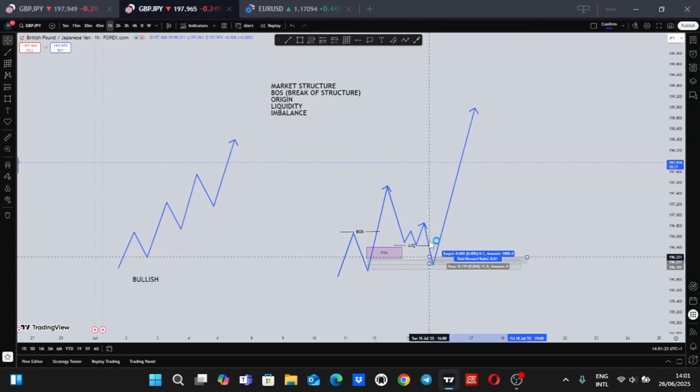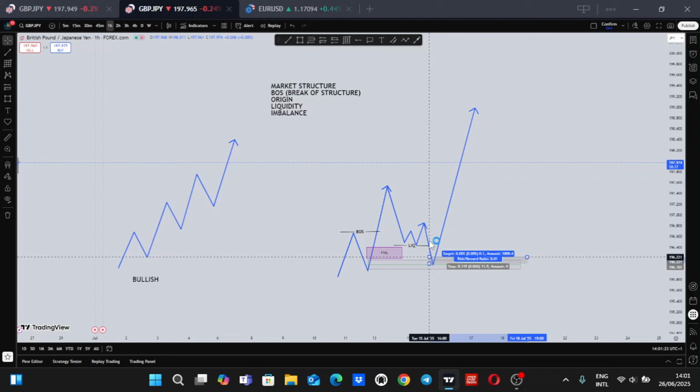Set your take profit at the high where price is pulling down from, and you set your stop loss at the low of the origin. You see that? Set it just some pips below the low of the origin. And your take profit will be at the previous swing high, which is where price is pulling down from. Okay, that's just it.